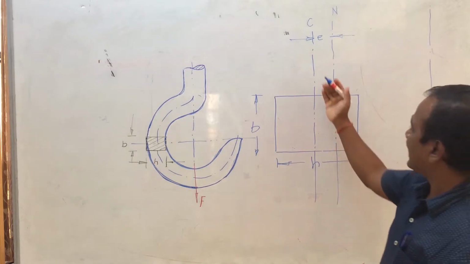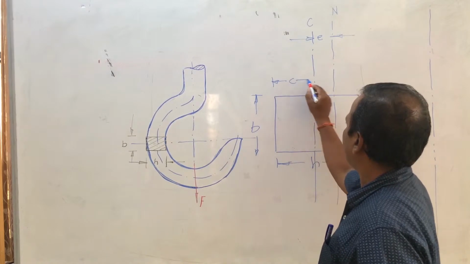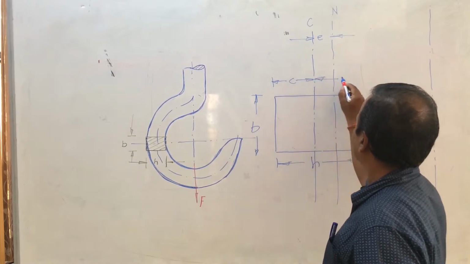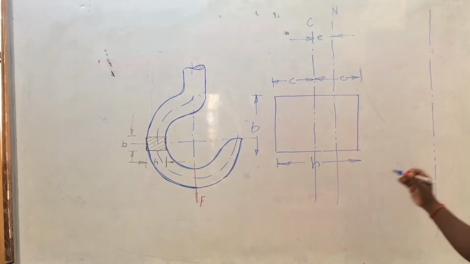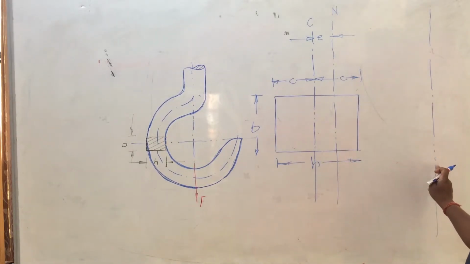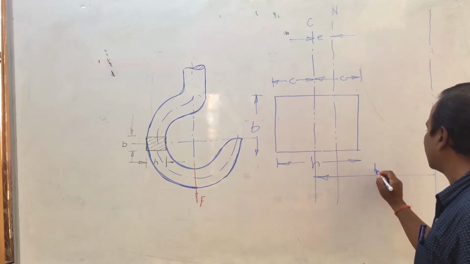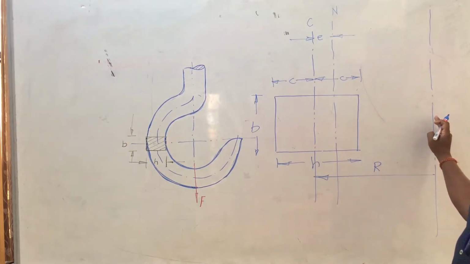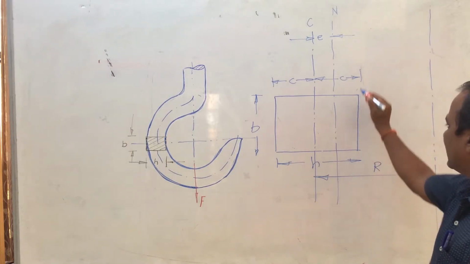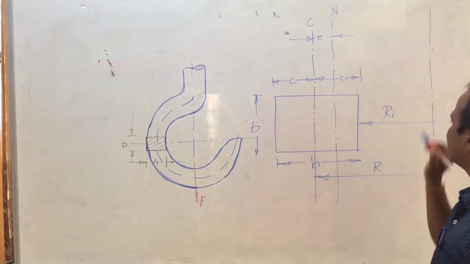Now, since the centroidal axis is the center of the element, I'm going to divide this into two parts, each as C. The distance from the elemental member axis to the center axis, I denote as R. The distance from the member axis to the inner race or inside race, I call Ri.